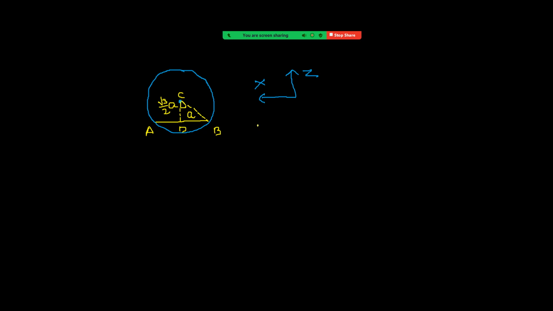If you join C to B, or C to A, that angle becomes, suppose, theta. The total length AB is given as a, so this is a by 2, okay? So tan theta equals a by 2 divided by root 3 by 2 a. That is now 1 by root 3. That is tan theta, okay? That implies theta value is 30 degrees.